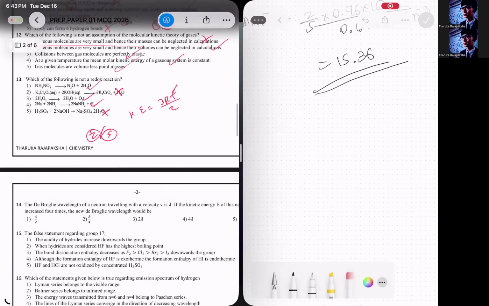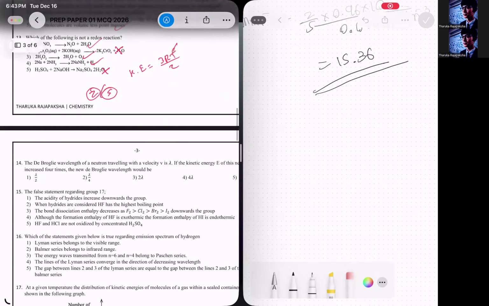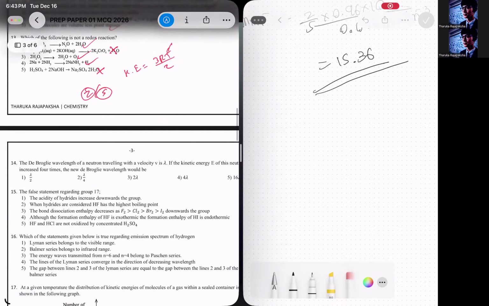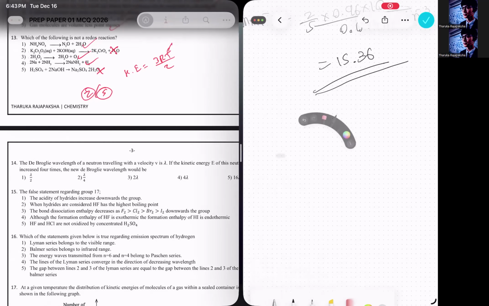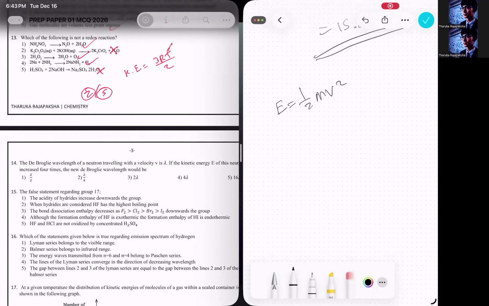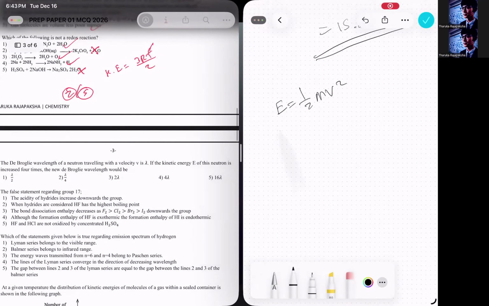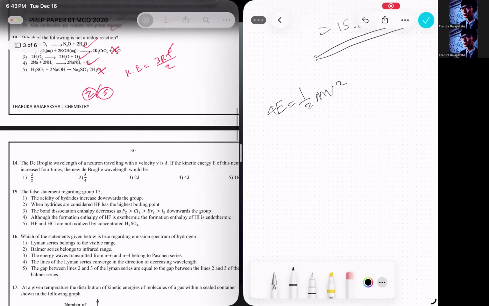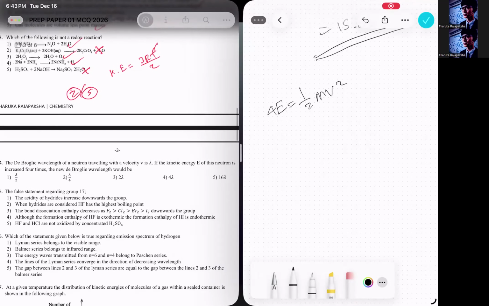Then people, question number 14. The de Broglie wavelength of a neutron traveling with a velocity v is lambda. If the kinetic energy E of this neutron is increased 4 times, the new de Broglie wavelength would be? People, when kinetic energy is increased 4 times, what does that mean now? E is equal to half mv squared. So when you increase energy 4 times, the velocity becomes how much? 16 times, because 4 squared, the velocity goes to 16 times.